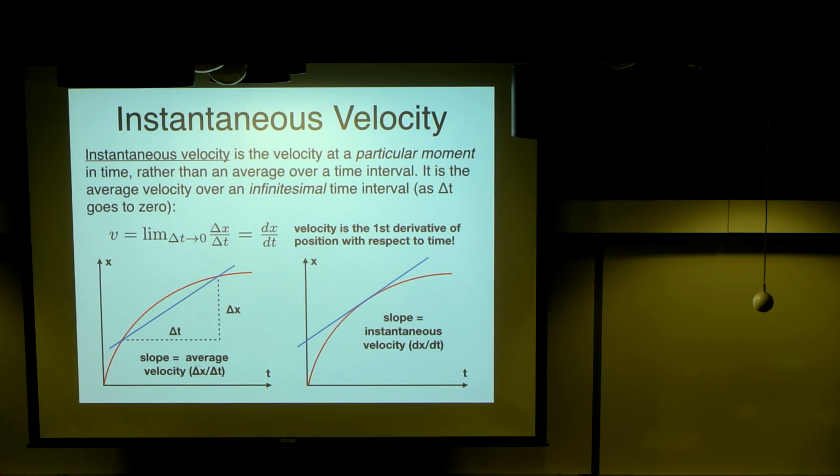So instantaneous velocity is the derivative of position with respect to time. That's how we describe this in calculus terms. Okay? But we're not going to make any kind of calculations with this definition. I just want to put it out there for those of you who have seen the calculus. Okay? Any questions on this?